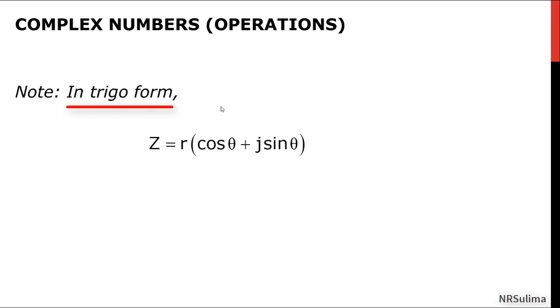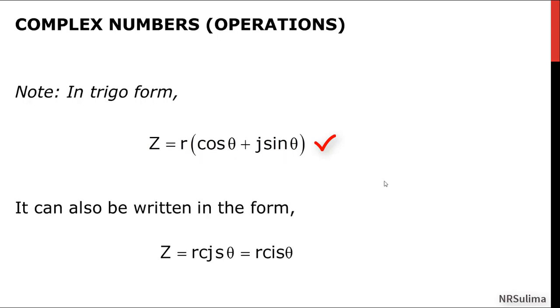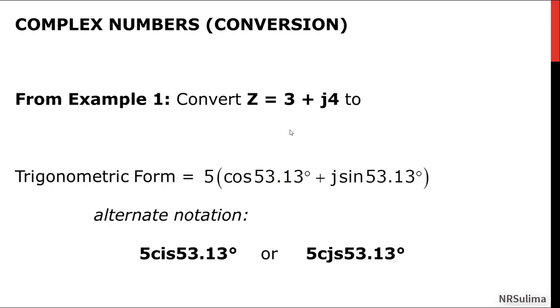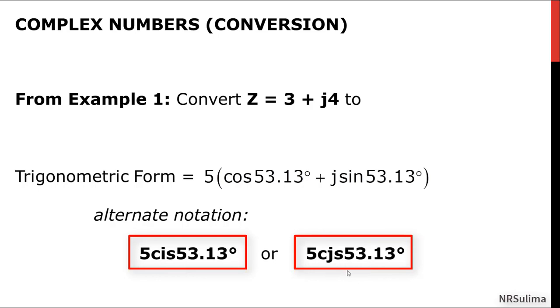Also, we note that from trigo form, wherein we have the formula z equals r quantity cosine theta plus j sine theta, some books actually write it in this form. That's z equals r cjs theta, or is also equal to r cis theta. Therefore, from our previous example, wherein we had a final answer of 5 quantity cosine 53.13 plus j sine 53.13, an alternate notation can also be written in the form of 5 cis 53.13 degrees or 5 cjs 53.13 degrees.